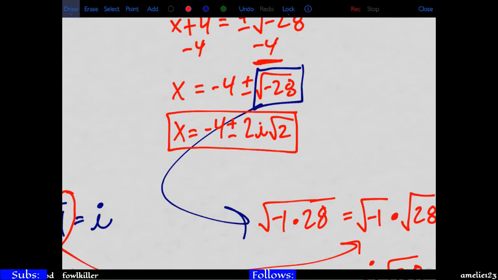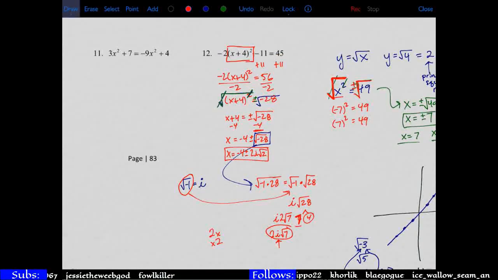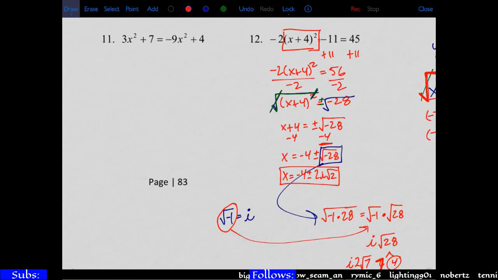And that's your answer. Now, what do these mean graphically? So graphically, I'm going to graph this equation right here. Just sketch a graph of it. So it has a vertex at negative 4, negative 11.